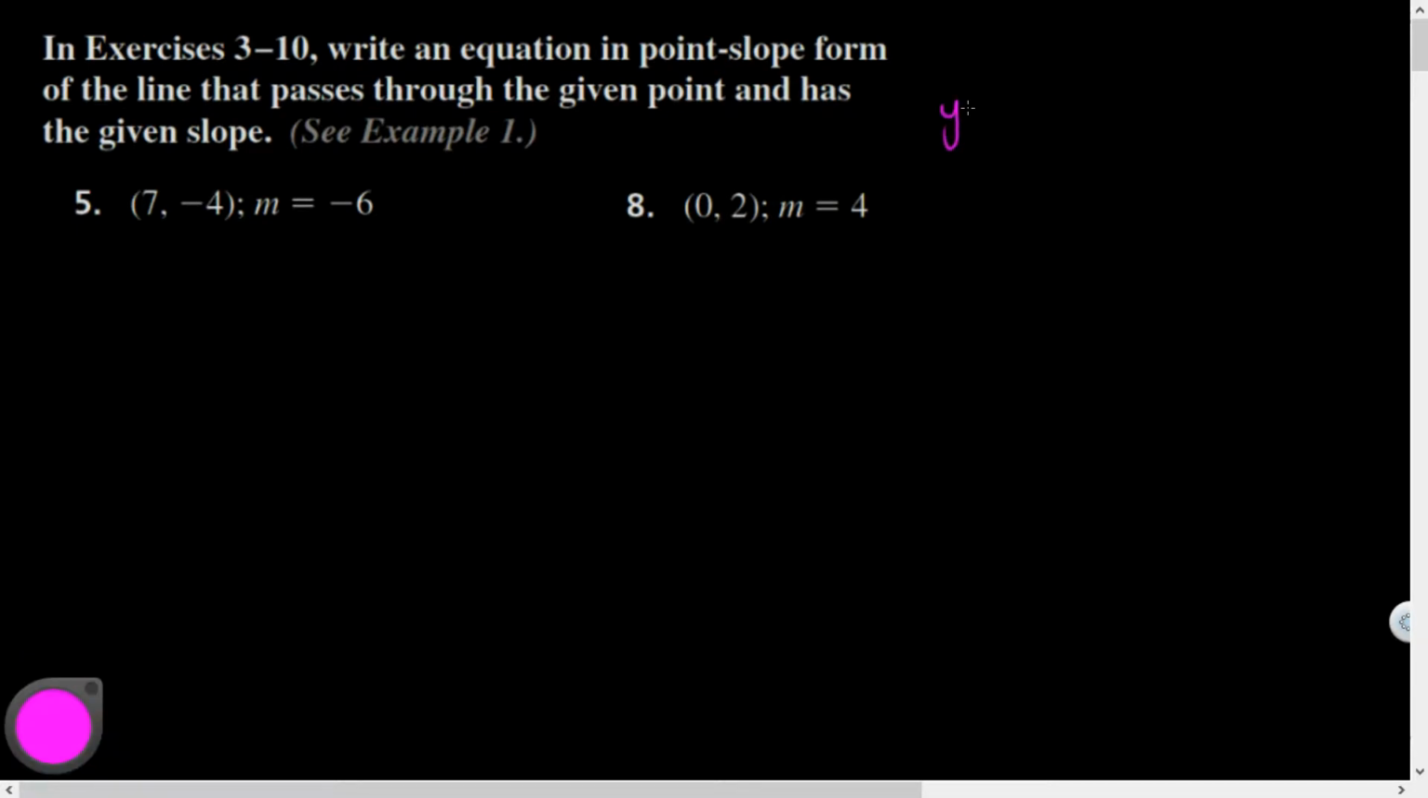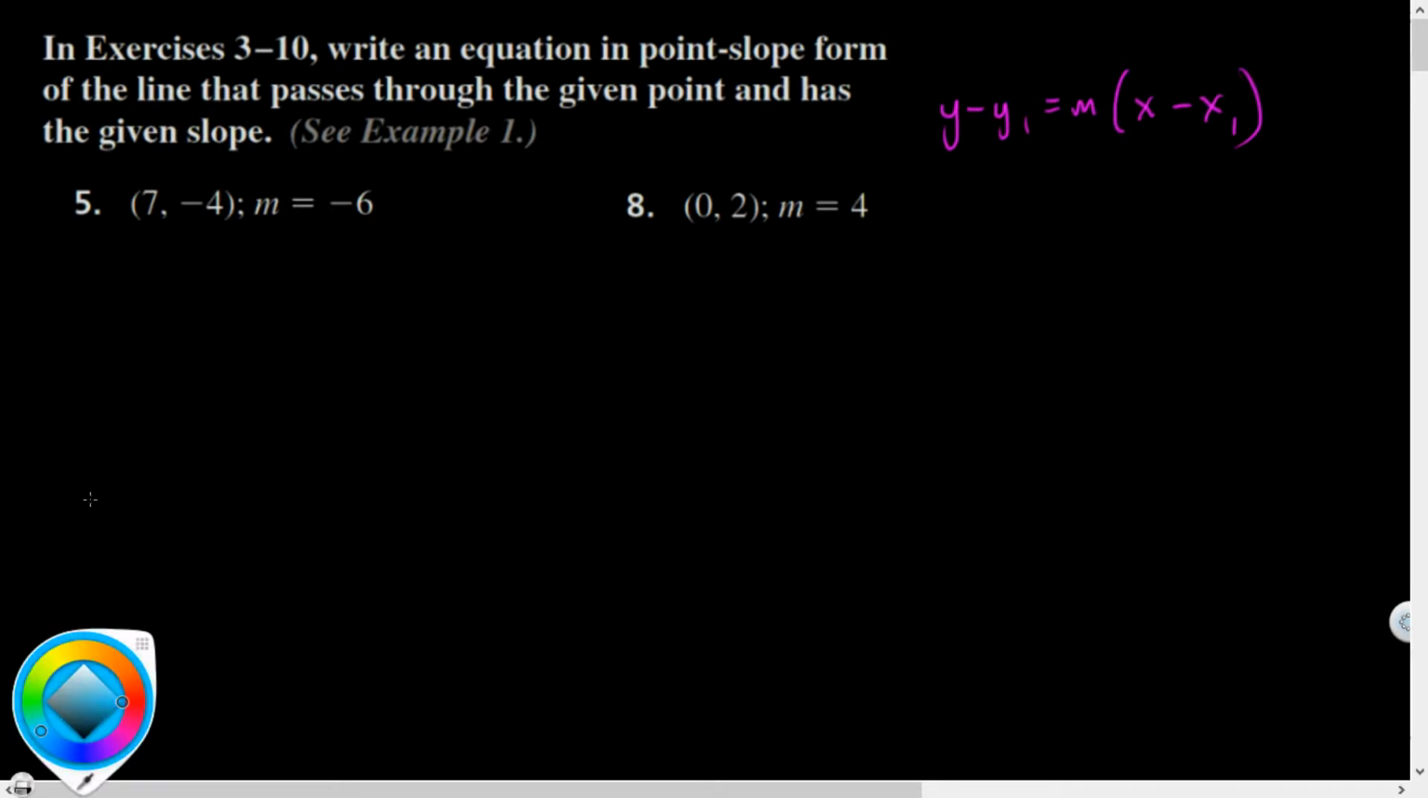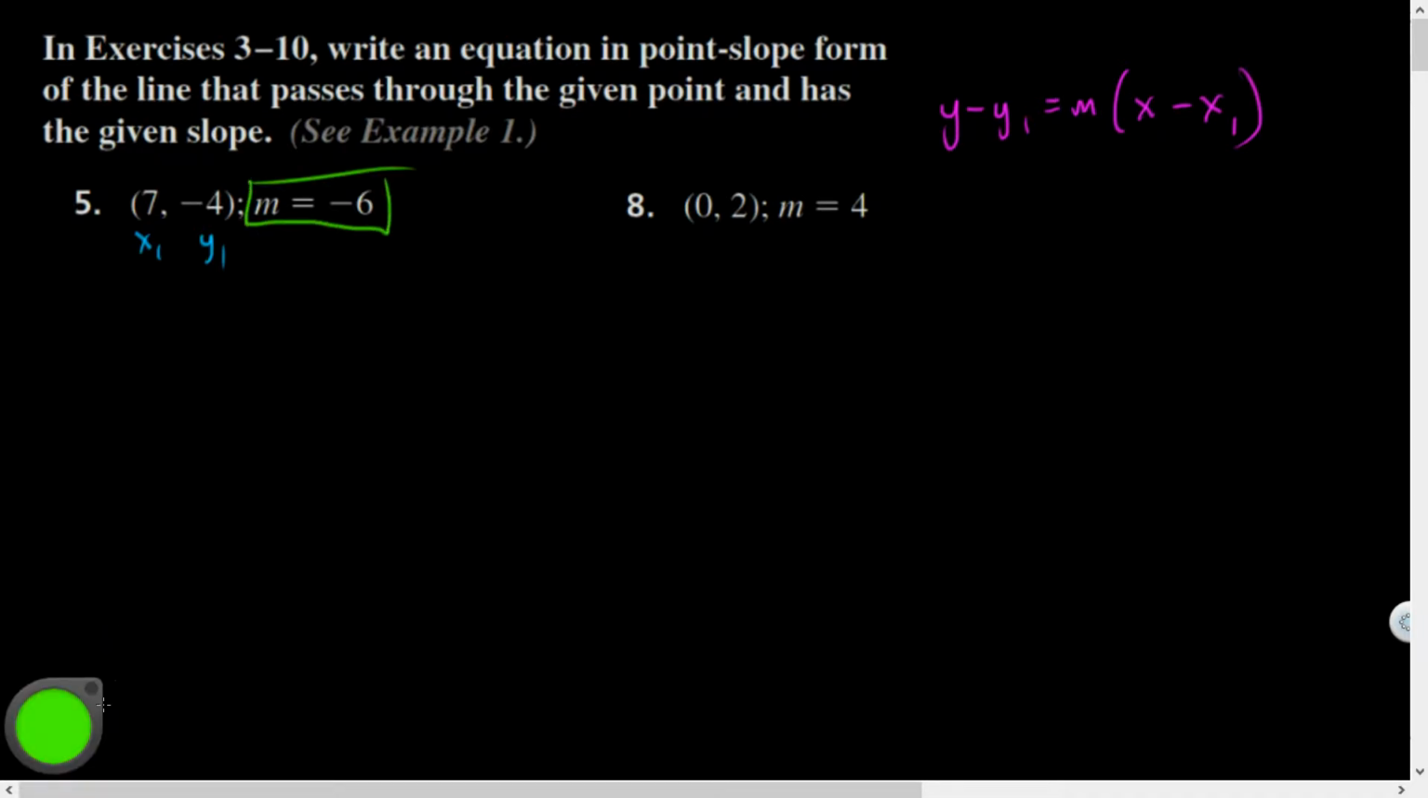We were talking yesterday about point slope form, which is y minus y1 equals m parentheses x minus x1, which is a wonderfully powerful equation of a line, and all you need is a point and a slope. So for these first two problems, you label your point x1, y1, your m is already labeled, and we're just going to plug it in.